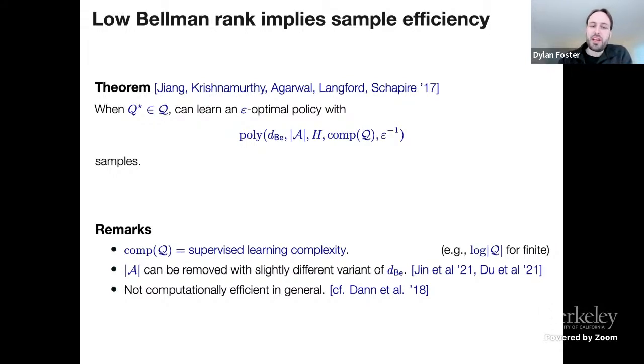The other point I'll say is, unlike all the settings we've looked at so far, we actually don't have computationally efficient algorithms for low Bellman rank in general. And there are some very interesting open questions here.